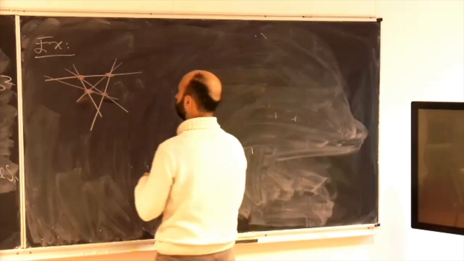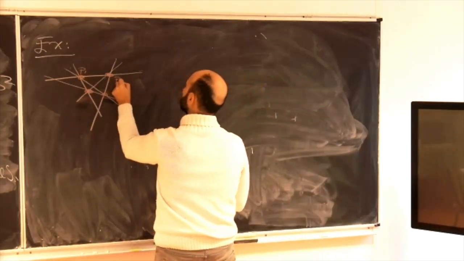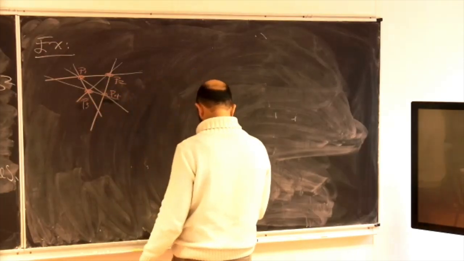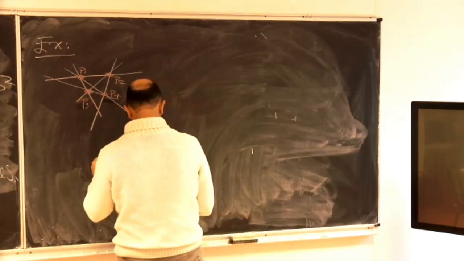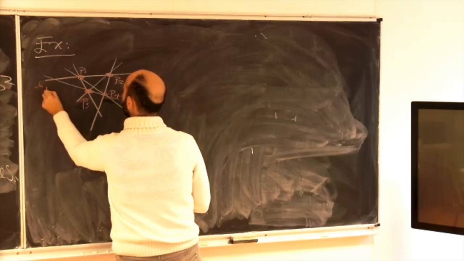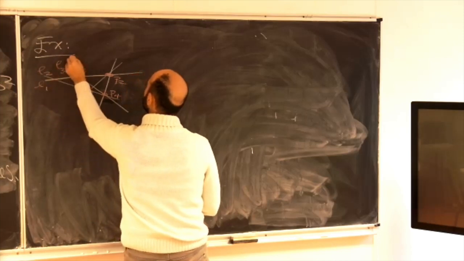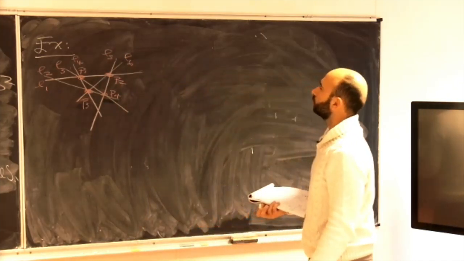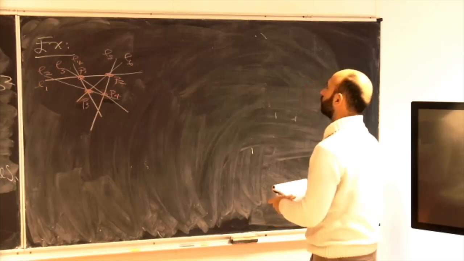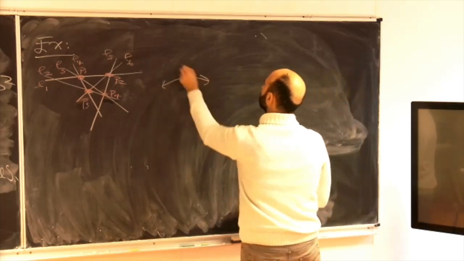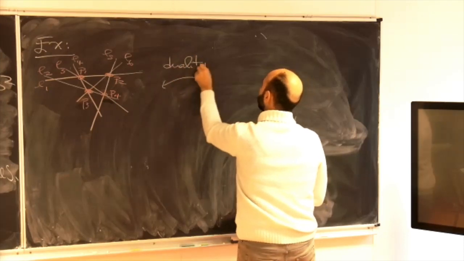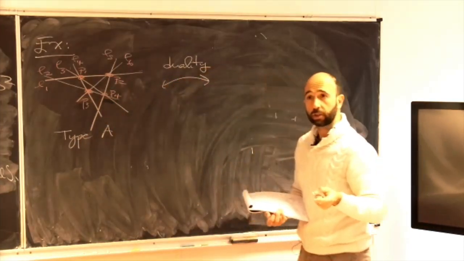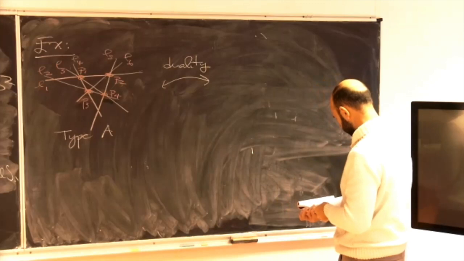So if we give names to the points, let's say P1, P2, P3, and P4, and also the lines some names, maybe L1, L2, L3, L4, L5, and L6. Now let's try to draw the dual picture. By the way, this is type A. First you put points, then draw all the connecting lines. And here is the dual, which will be type B.